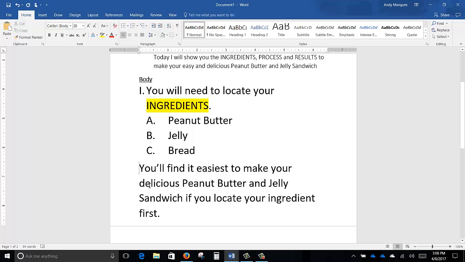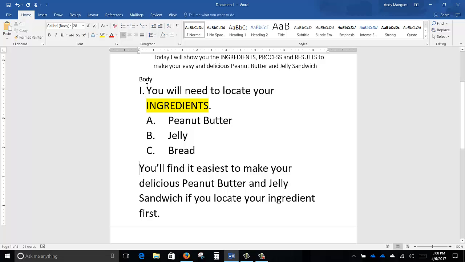Remember, you're doing this orally, not in writing, so it needs to be something that comes off your tongue. You'll find it easiest to make your delicious peanut butter and jelly sandwich if you locate your ingredients first. That's a good summary statement of this main point.